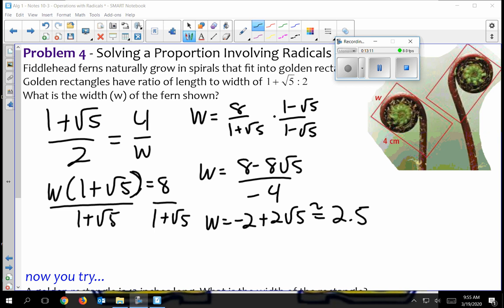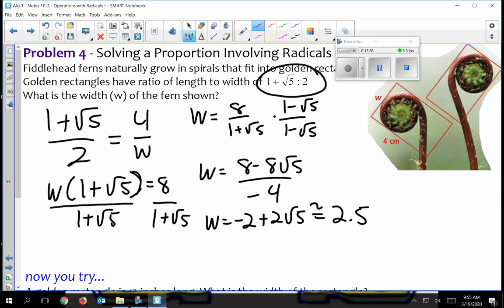So what they've given us, this golden rectangle rule up here, applies to a lot of things. Like you guys see shells and rings and trees, and in this case they're looking at these ferns, and there's this ratio that just kind of exists in nature that we can use for a lot of different things. So it's 1 plus the square root of 5 over 2.